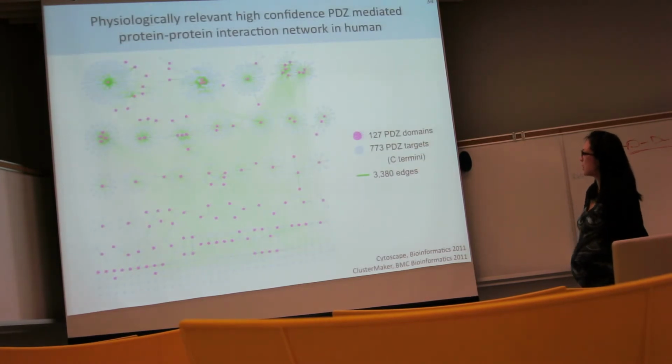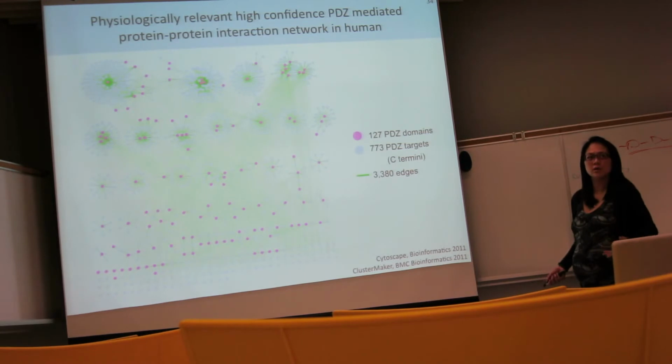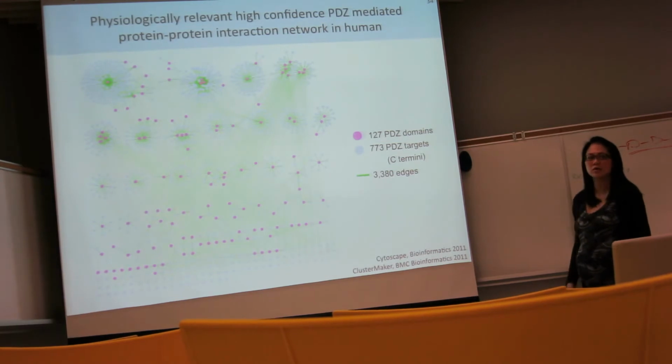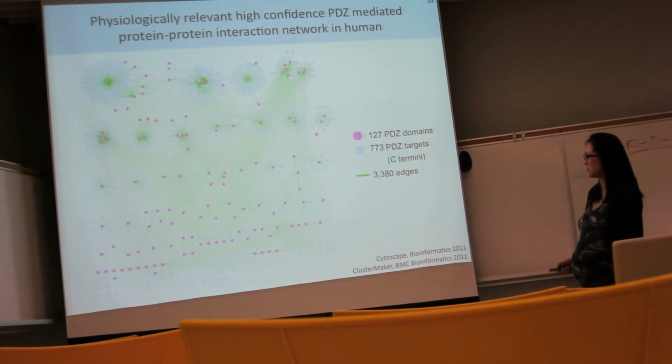I then took the interactions and built a protein-protein interaction network mediated by PDZ domains. This network is different from the ordinary protein-protein interaction network in that there are two types of nodes in this network. The pink ones represent PDZ domains, and the light purple ones represent PDZ targets, or the C termini. These nodes are connected by approximately 3,400 edges, or approximately 3,400 interactions are represented in this network.